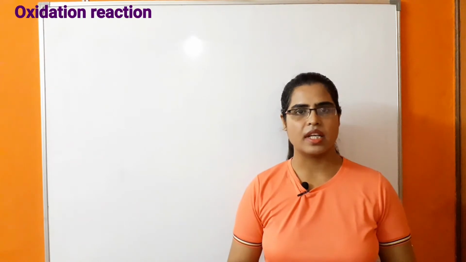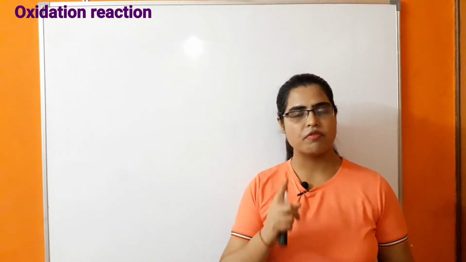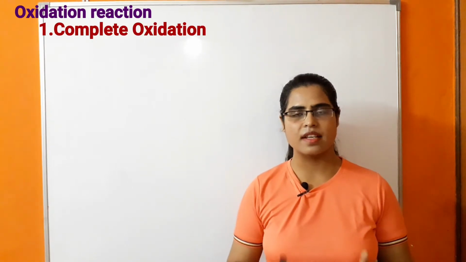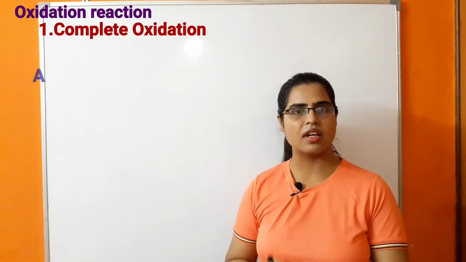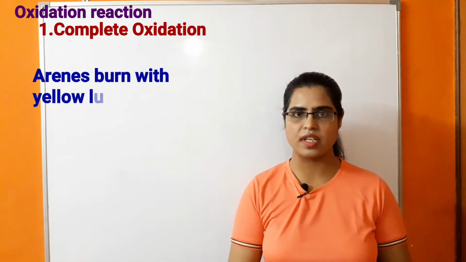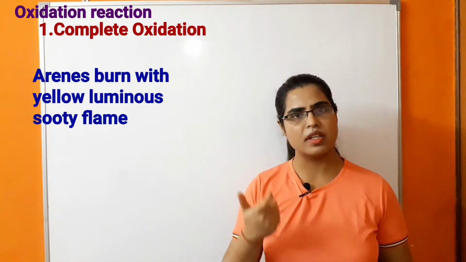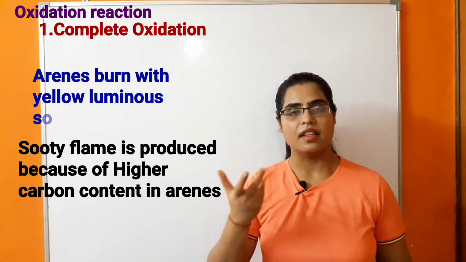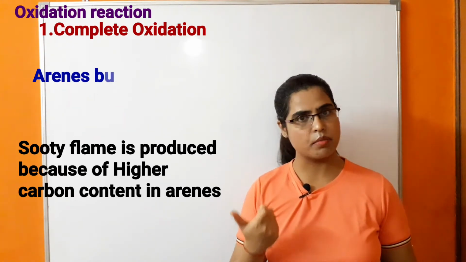Next chemical property in arenes is oxidation reaction. The first oxidation reaction is complete combustion. So what is happening in this case? Arenes are completely burned in the presence of air or oxygen with a yellow luminous sooty flame. It means because of the higher carbon content, a sooty flame is produced.